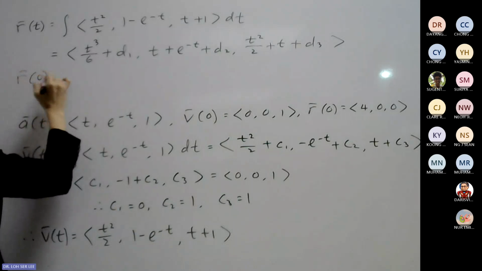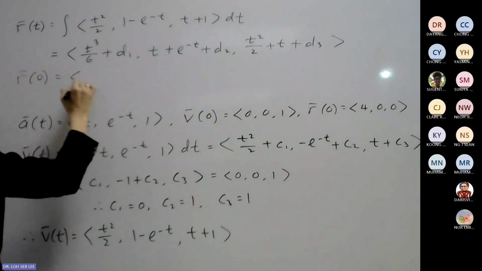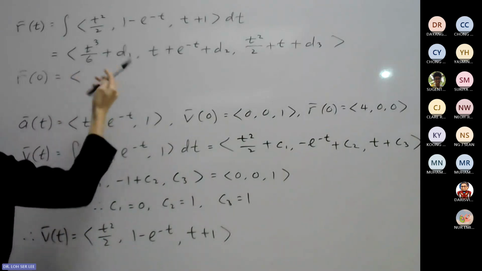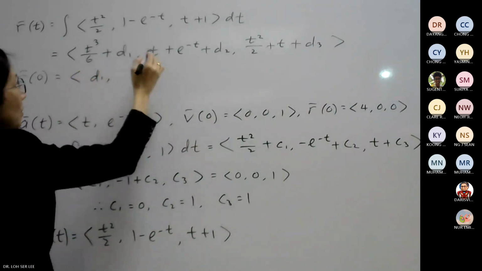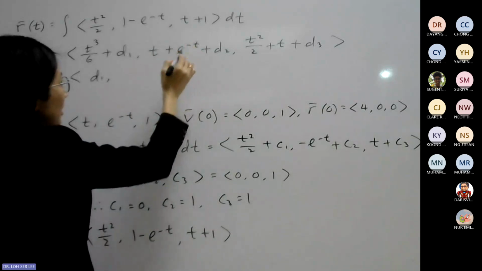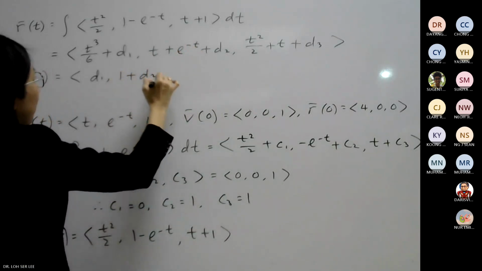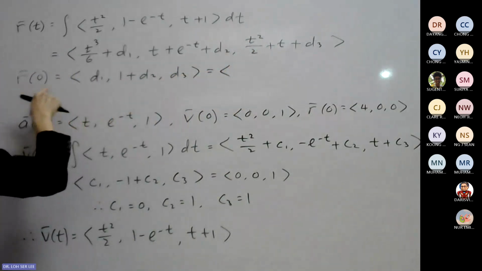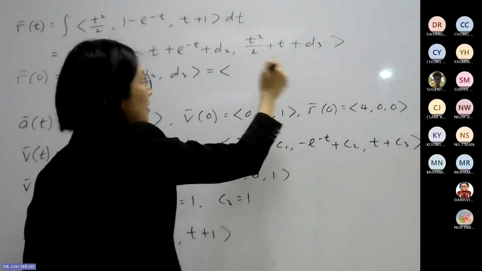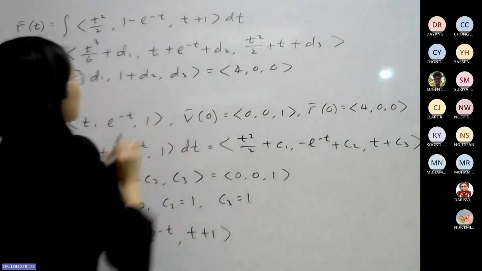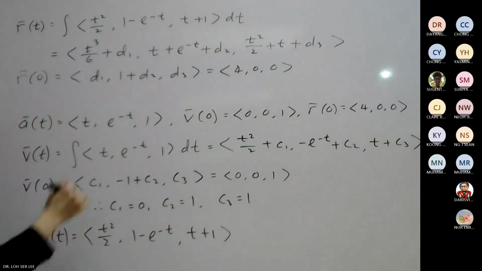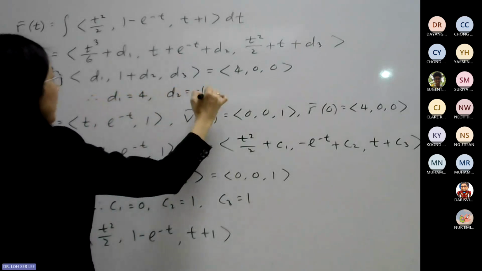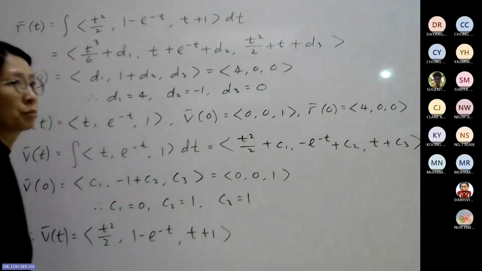Okay, then you find the r0. So you substitute t by 0. So you get d1, 0 plus e to the 0 is 1, and d3. This is the same as the given r0, which is (4, 0, 0). So that means your d1 is 4, d2 is negative 1, d3 is 0.